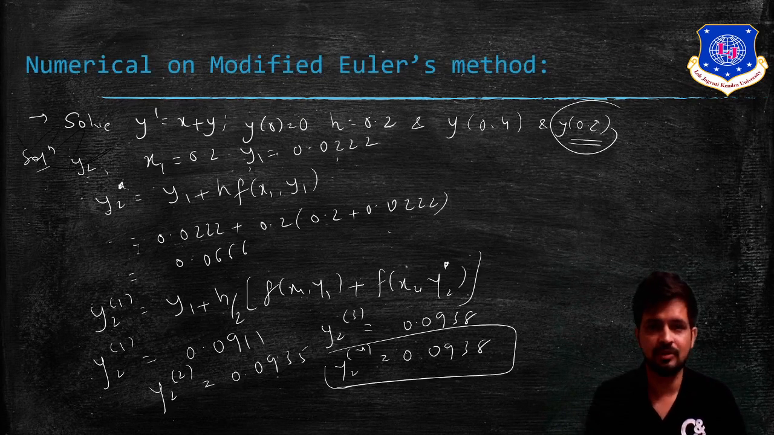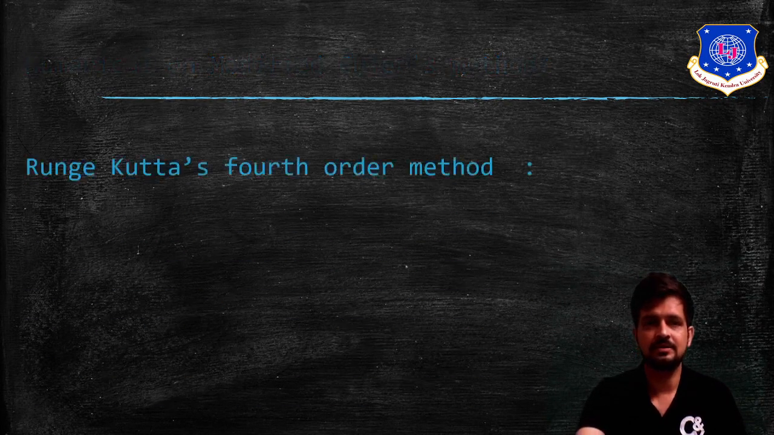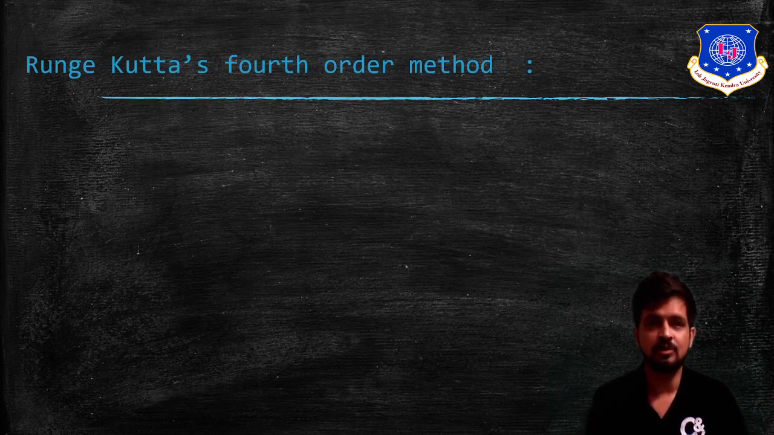One more thing about Euler's method. Euler's method is also known as the RK second order method. Euler's method is also known as what? RK second order method. Okay. Now let us study the RK fourth order method, Runge-Kutta fourth order method. See what we have to do. We have to only remember the formulas.